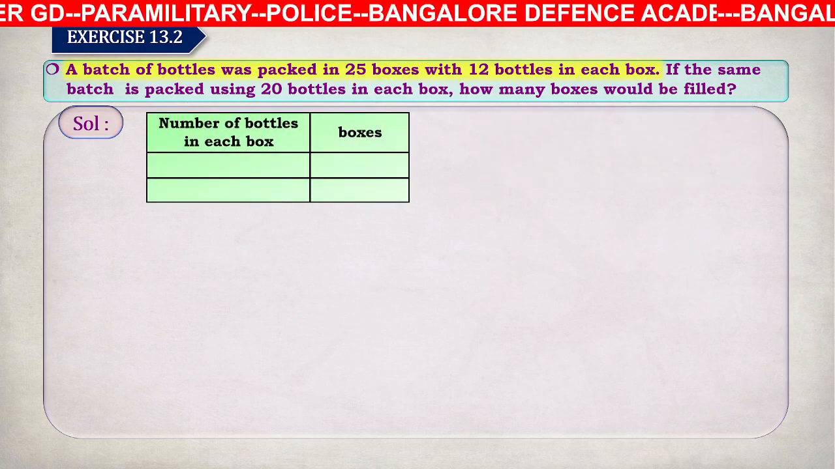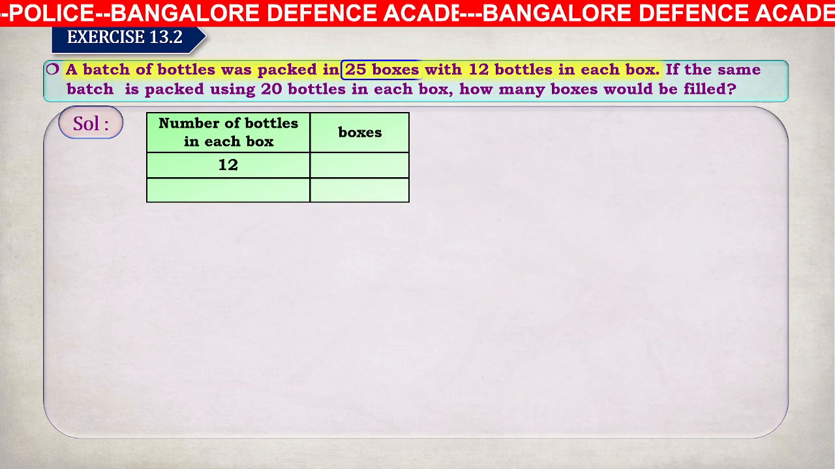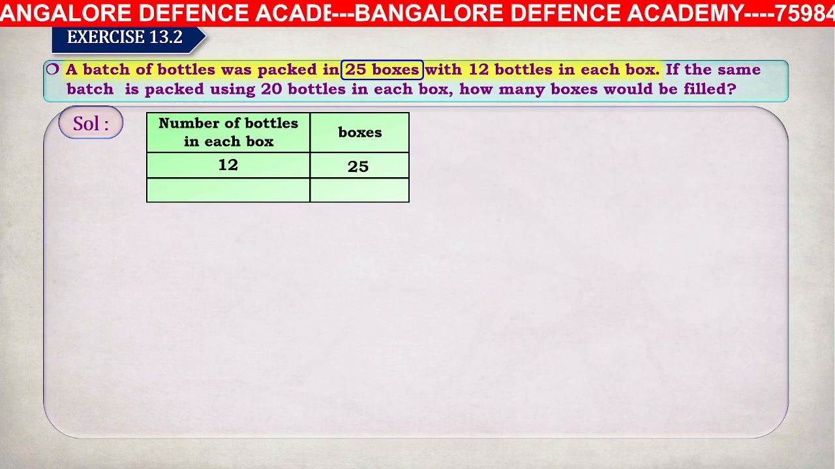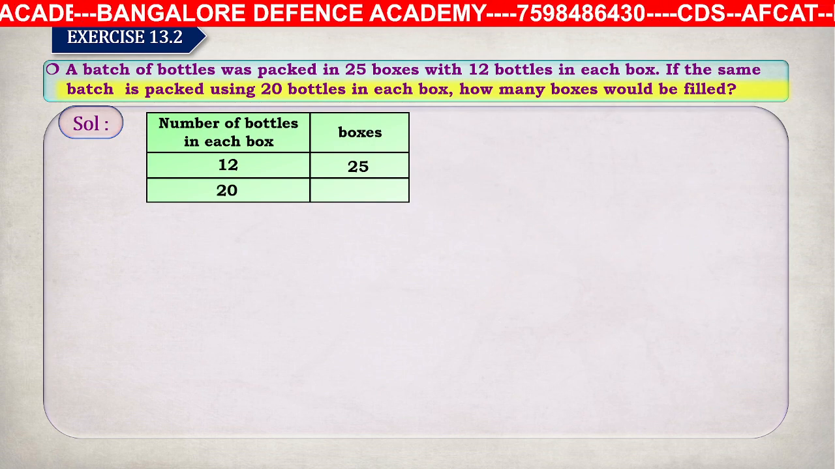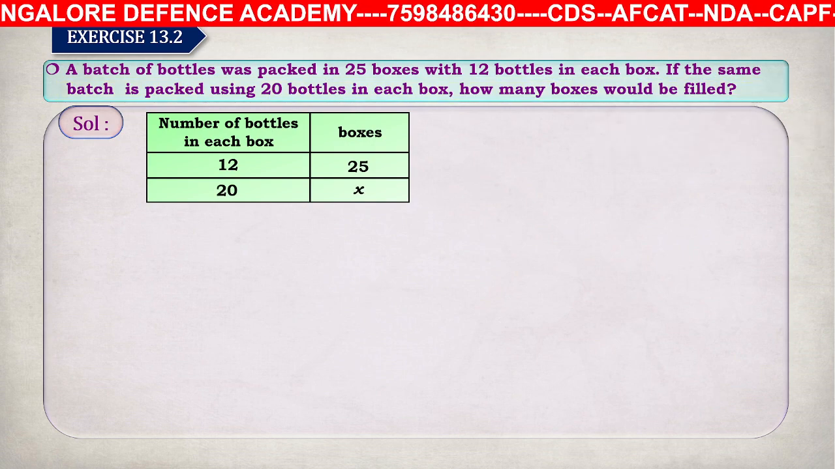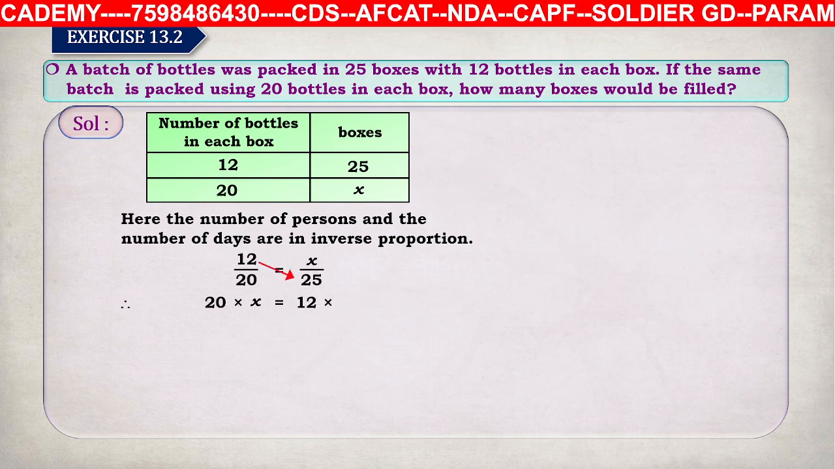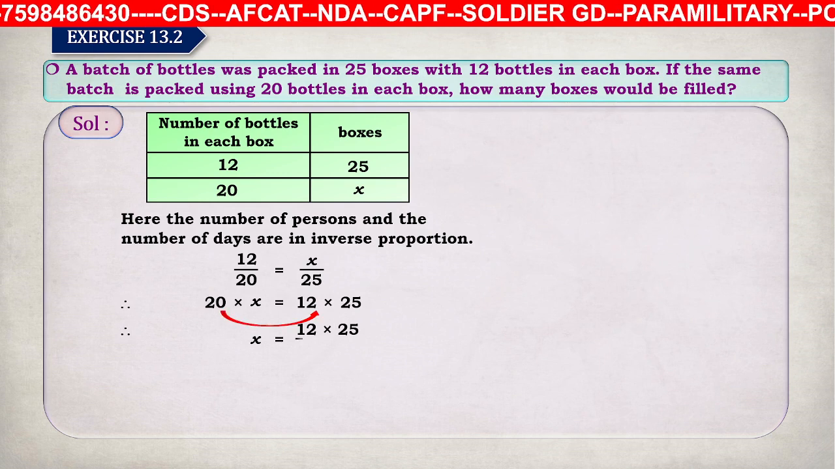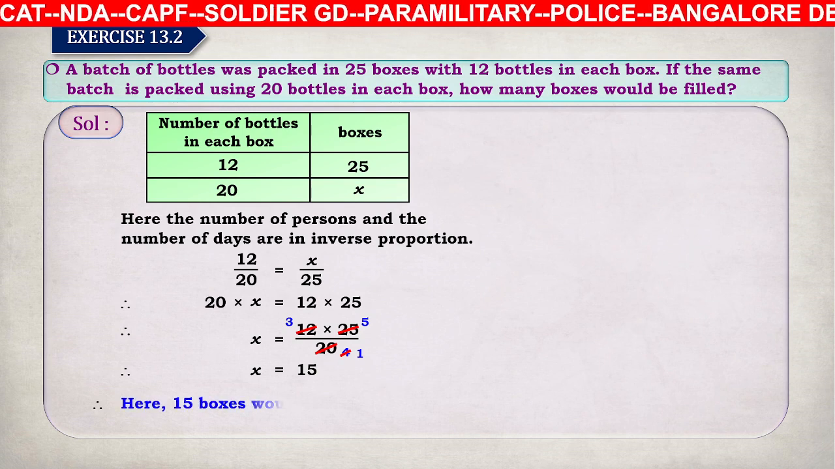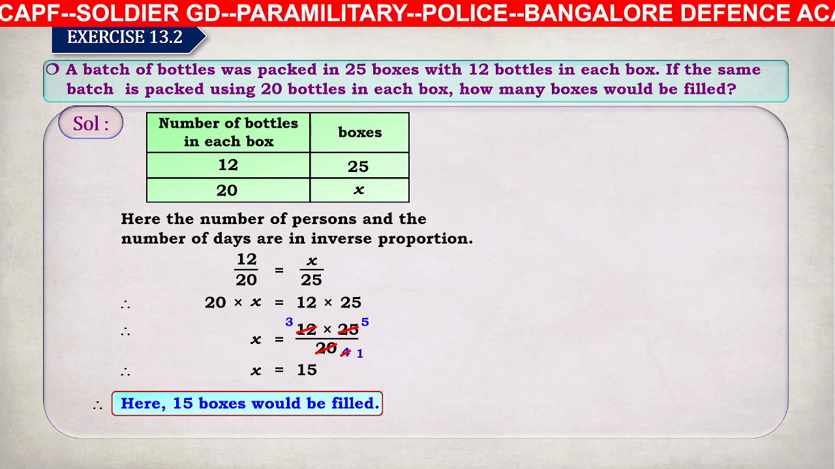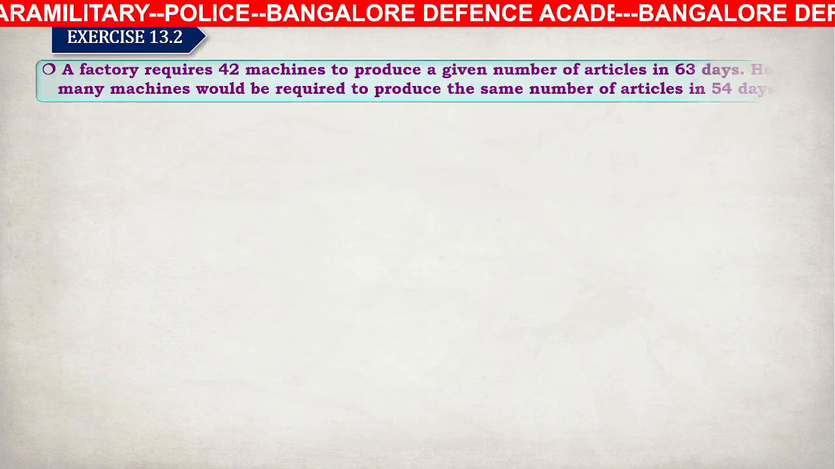Now look at the first case. Number of bottles, here we have 12 bottles, and I have 25 boxes. In the second case, there are 20 bottles. So how many boxes do I require? Now you have to multiply. You get 20 into x is equal to 12 into 25. When you simplify this, you get 15. So the number of boxes will be 15. Look at this carefully. If the number of bottles is increasing, the number of boxes is decreasing. So it's a case of inverse variation.